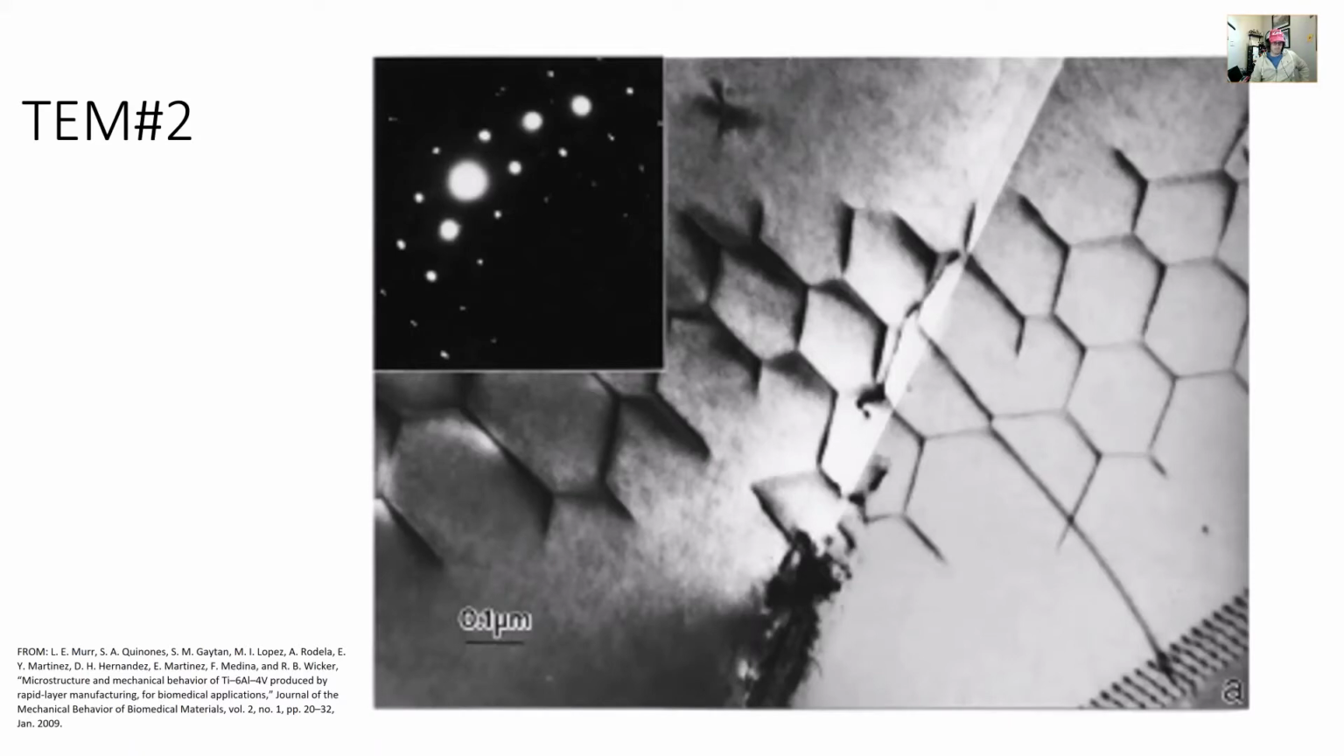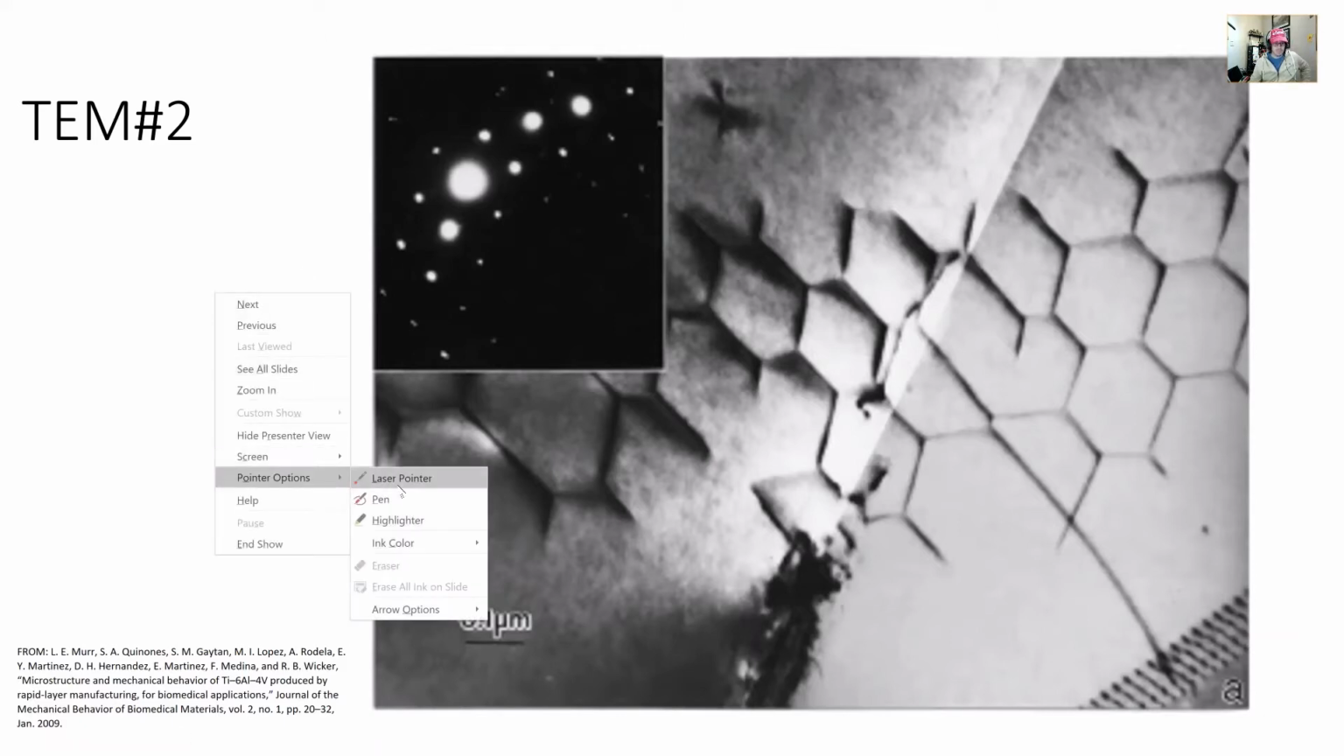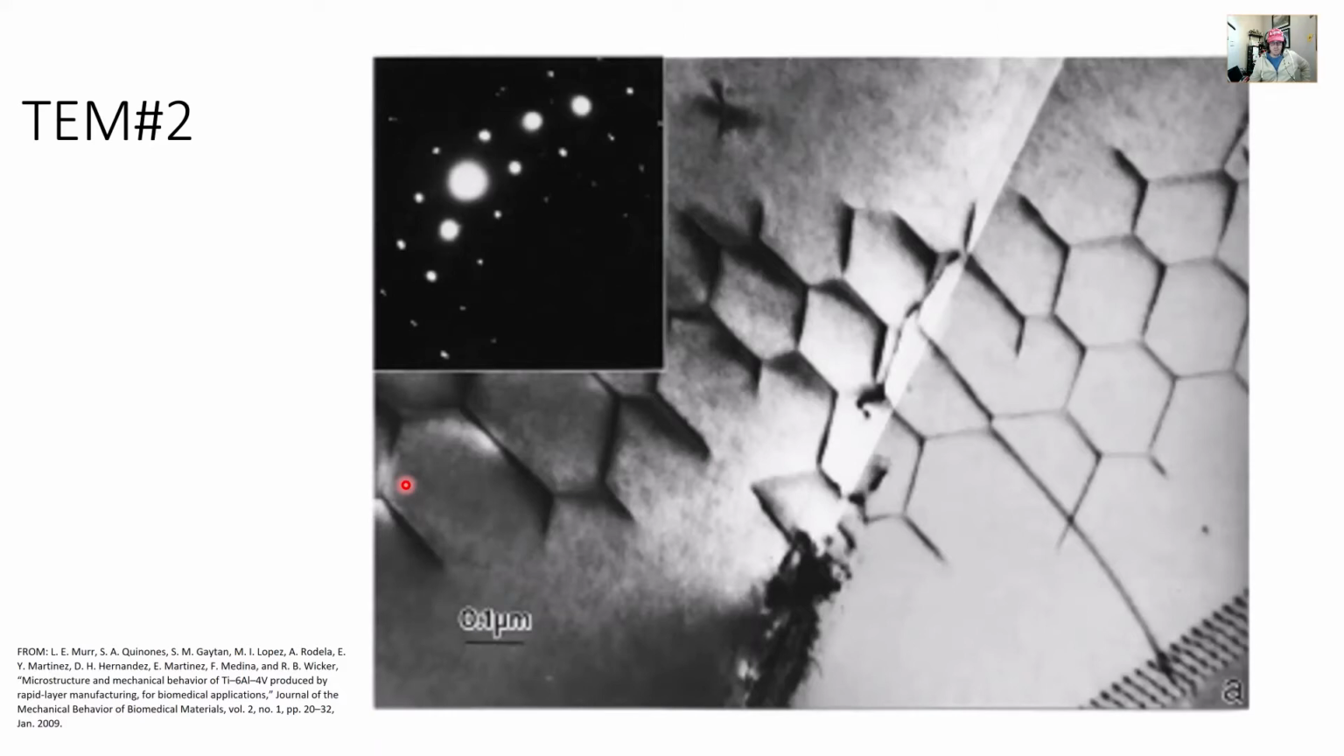Alright, we're talking about TEM still, so this is the second lecture on the subject of transmission electron microscopy. I wanted to show this micrograph from this article down here, and this is a really cool micrograph. I have another one very similar that I found on social media that I'll share with you later in this lecture as well.